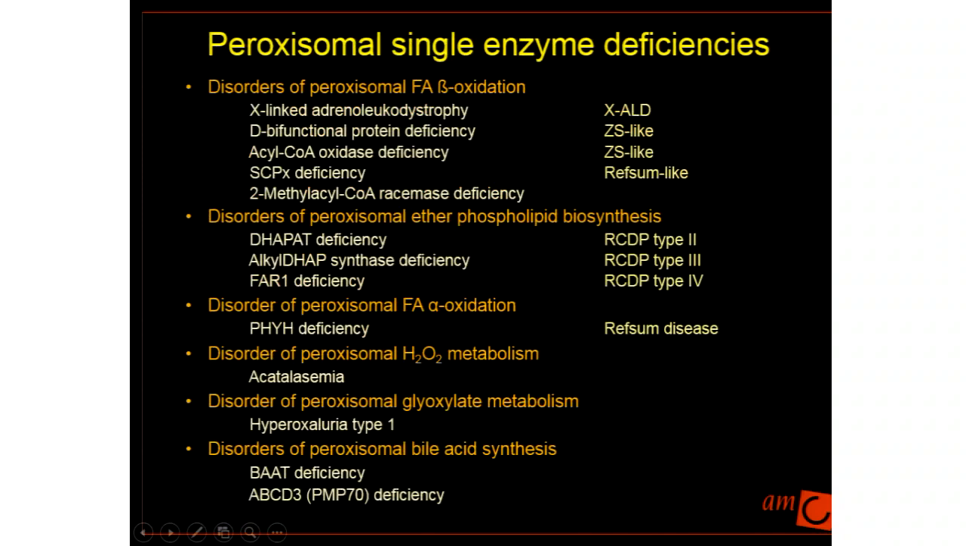So far we know 13 different single enzyme deficiencies, and most of these deficiencies have distinct symptoms, but some of them have overlapping symptoms, and that was already mentioned also by Nancy. Especially in the fatty acid or beta oxidation disorders, some of the defects have Zellweger spectrum-like presentations, whereas other defects, in ether phospholipid biosynthesis, have a more RCDP-like presentation. It is expected that in the coming years we can find additional single enzyme deficiencies, especially with next generation sequencing technology.